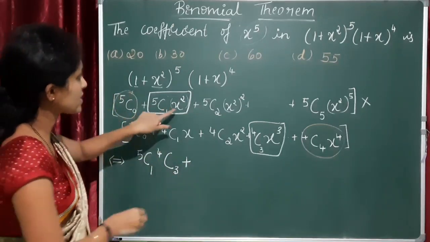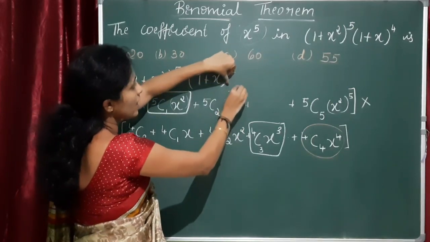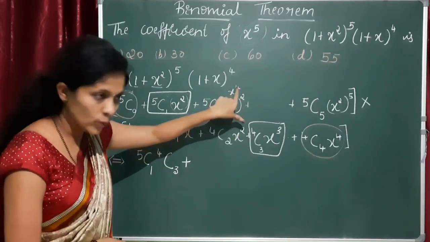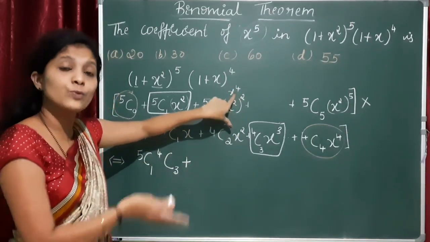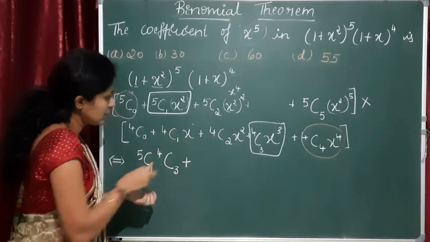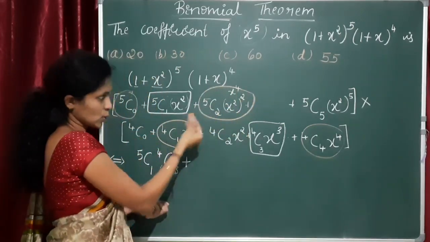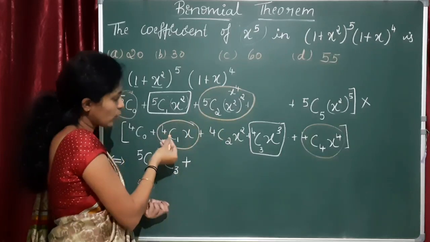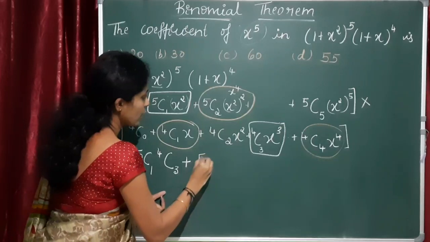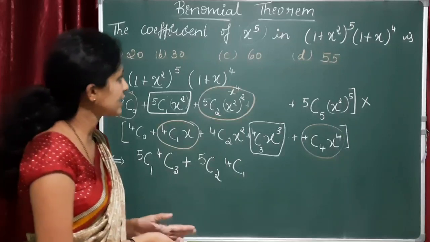Next we'll check with this. x square is there, anyway it is not possible. Here see this one, this is x to the power 4. Agree? 5C2 x to the power 4. Now if I multiply x to the power 4 with x, I'll get x to the power 5. Here we'll search for the x term. So this is the x term. If I multiply these two, 5C2 with 4C1, I'll get x to the power 4 into x, which will be x to the power 5. So that is the second term: 5C2, 4C1. Is it clear? Other than that, nothing else is possible.